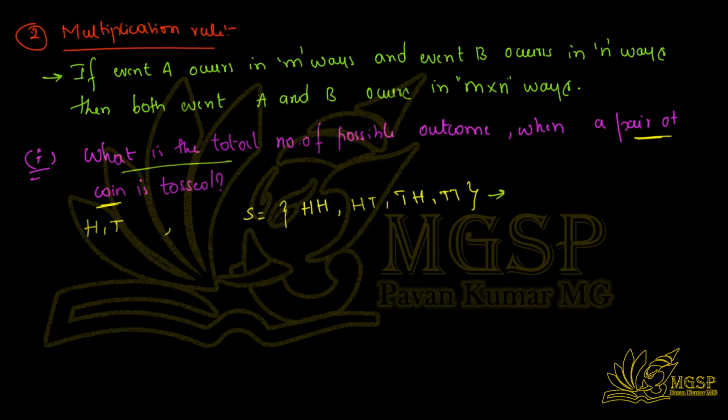Or you can write it by another method: the first coin gives head or tail, and again the second coin gives head or tail. So each has two elements, and you can write 2 into 2. I have told you m into n means event A occurs in m ways and B occurs in n ways, then both events occurring gives the total number of outcomes. 2 into 2 gives 4. These are the outcomes.